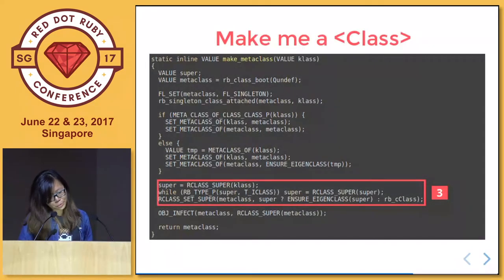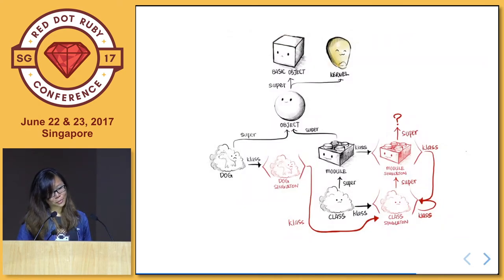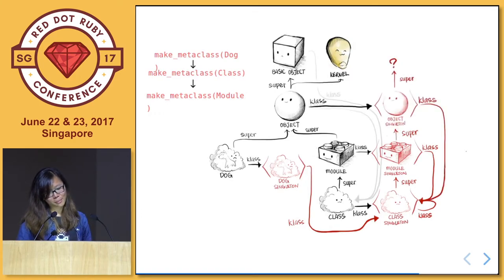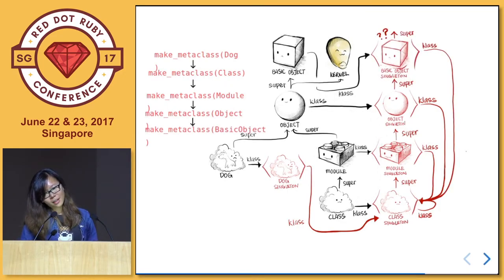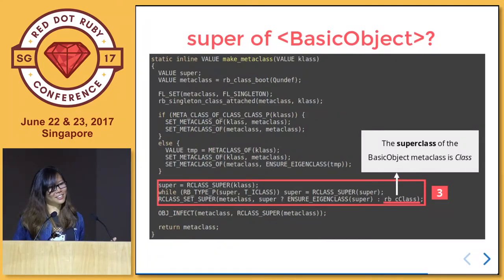Well, if you look at how the super is set, you realize again we are calling this ensure eigenclass macro. And the logic of this line is that the superclass of Dog's metaclass is the metaclass of Dog's superclass. Or in other words, the metaclass of Module. So you see that we're setting off this whole chain reaction. We have to make the metaclass of Module. And now we have to set the super of the metaclass of Module. So by the same logic, the super of the metaclass of Module should be the metaclass of Object. And the super of the metaclass of Object should be the metaclass of BasicObject. And now we have reached the end of the chain. So what should the super of the metaclass of BasicObject be? Well, it turns out that it's just Class.